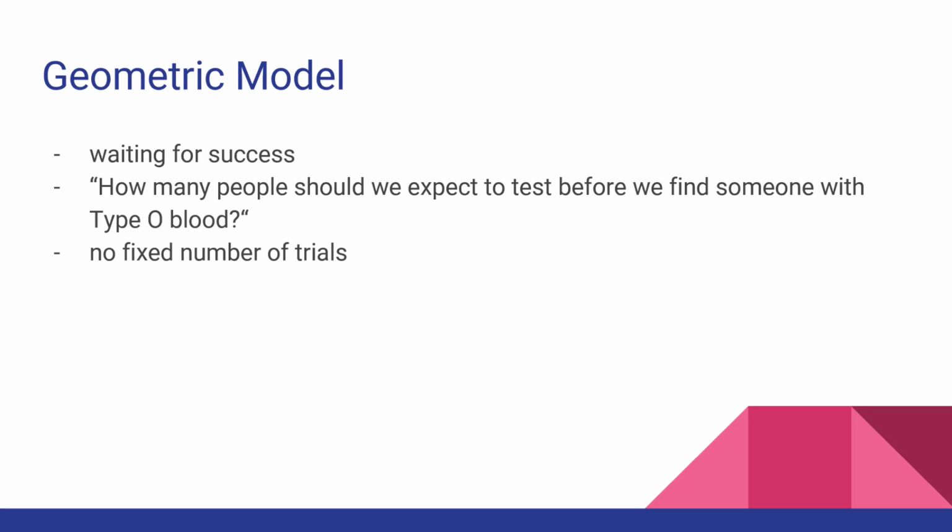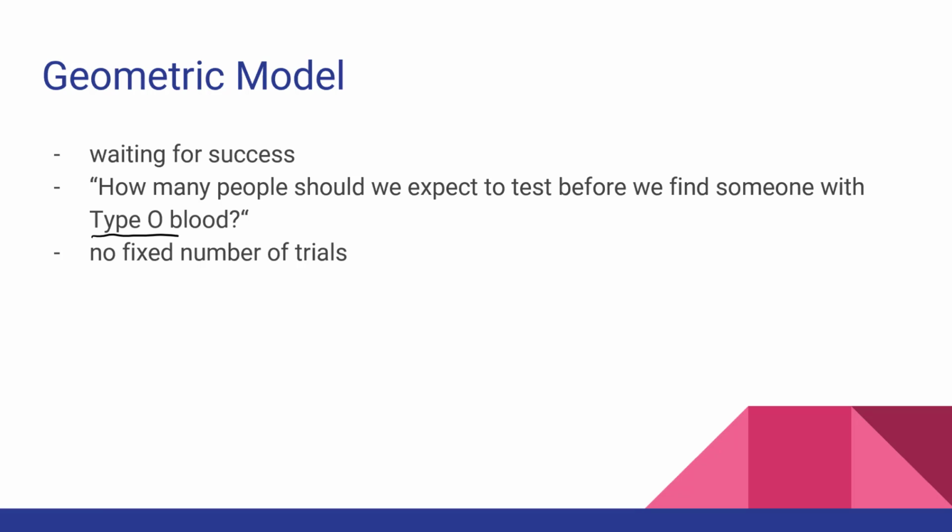So our first type of model is called a geometric model. Once our scenario has satisfied the conditions of a Bernoulli trial, then we can choose to use a geometric model to represent the scenario. The main point of a geometric model is that it is waiting for success. One way you could think about these problems is: how many people should we expect to test before we find someone with type O blood? So here we're waiting for someone with type O blood to walk in. We're waiting for our success, type O, to happen.